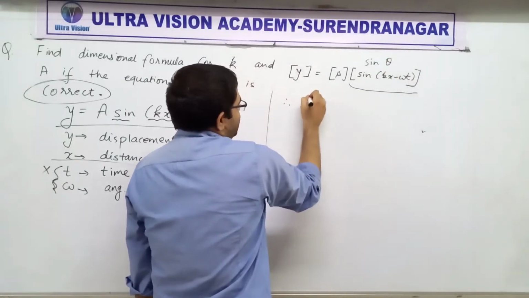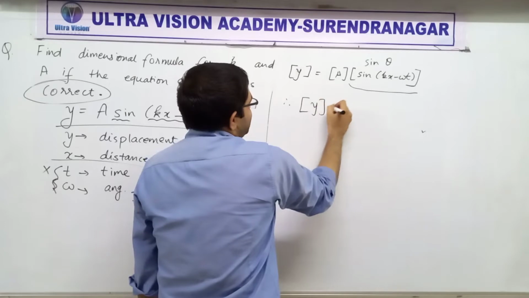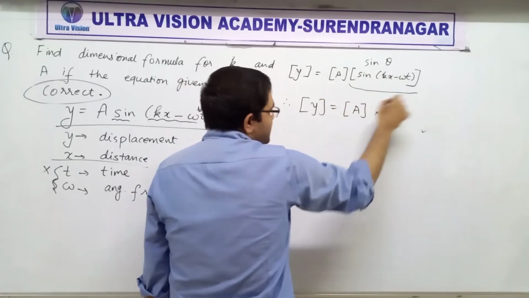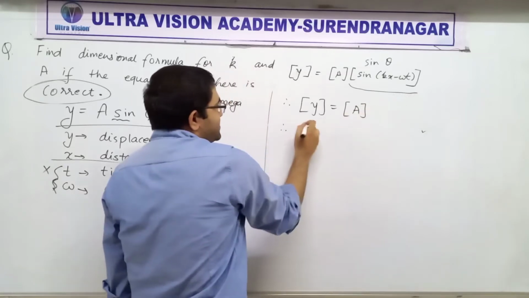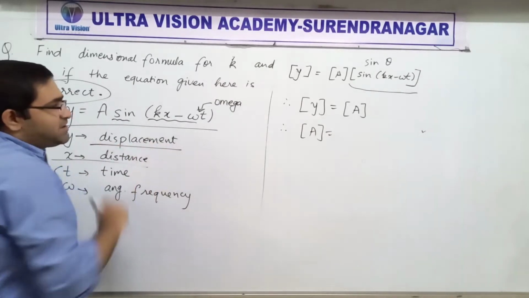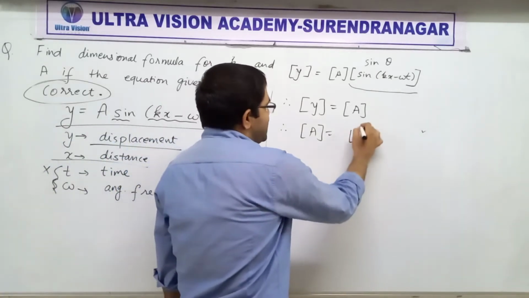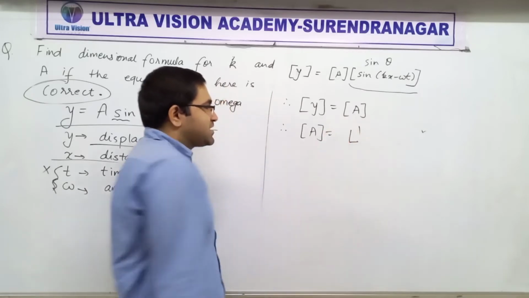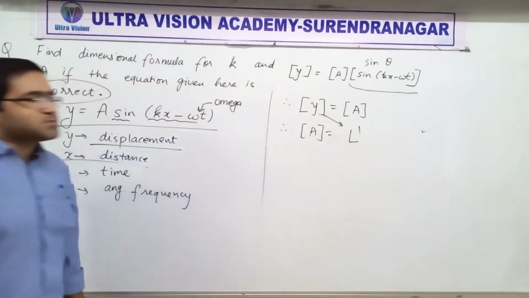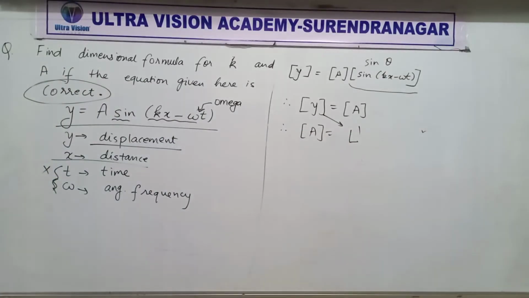That's why the dimensions of y will be the same as the dimensions of A. This is just going to be M raised to 0, L raised to 0, T raised to 0, so no need to write it. So the dimensions of A are the same as y. y is a displacement. The dimensions of displacement are length, L raised to 1. Clear? That's how we get the answer here.